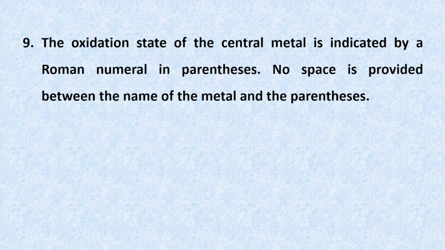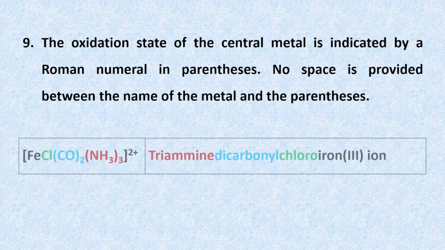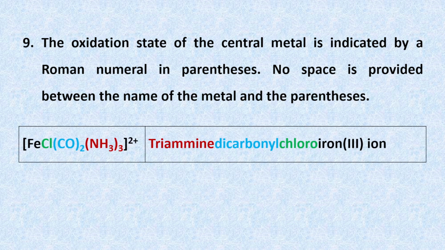Number 9. The oxidation state of the central metal is indicated by a Roman numeral in parentheses or round brackets, and there should be no space between the name of the metal and the parentheses. The oxidation state of iron in this complex is 3. As you can see, the Roman numeral 3 is written in round brackets just after the name of iron.